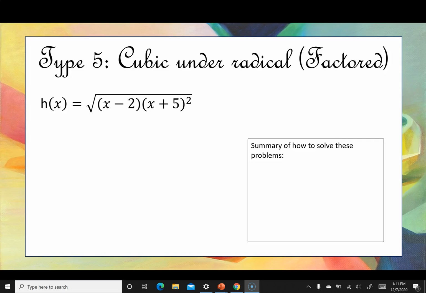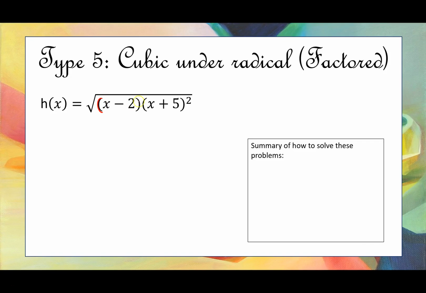So let's talk about the cubic under a radical. And you might say, Ms. Sorensen, I don't see a cubic. But the thing is, this is to the degree of 1, and then this is squared. So if you were to actually multiply this entire thing out, it actually would be x cubed as your leading degree term.